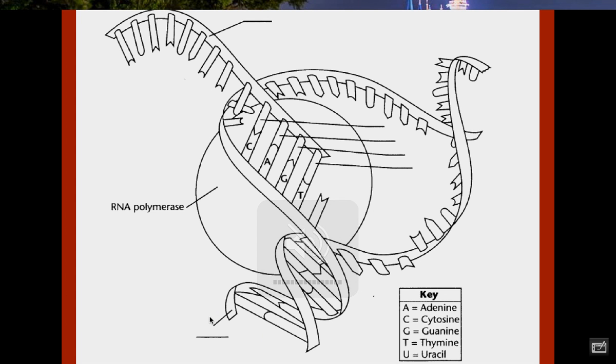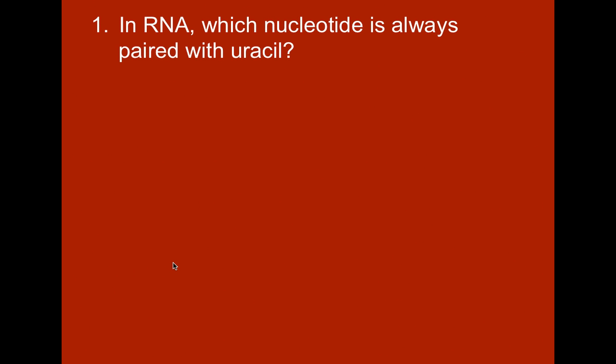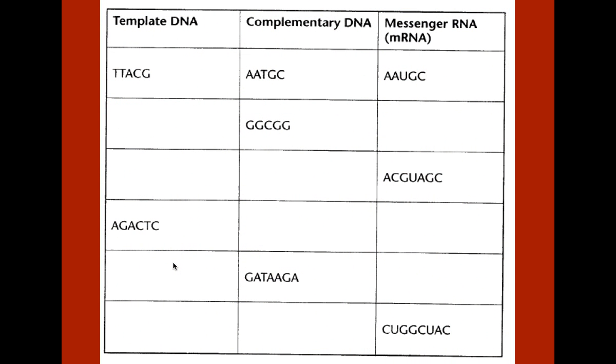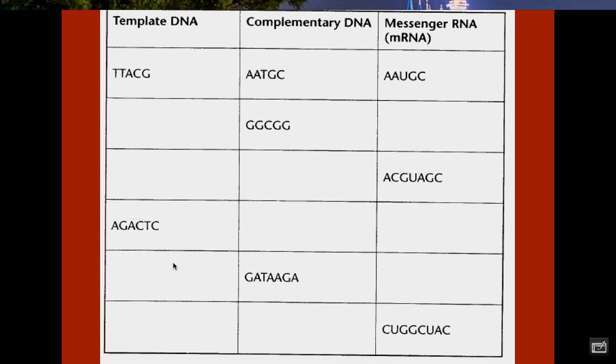All right. So, question at the bottom. In RNA, what nucleotide is always paired up with uracil? That is adenine. Now, let's also go to the next one and compare our DNA replication and transcription, because these are two processes that are really easy to get confused.